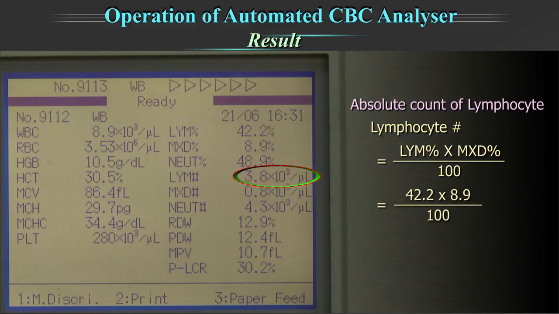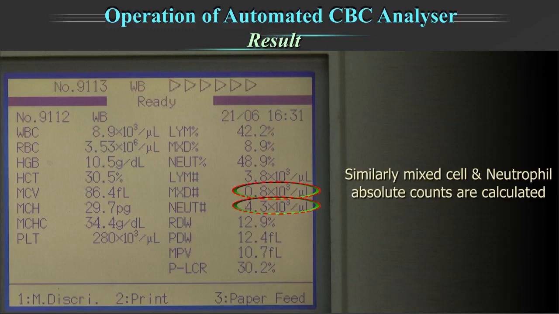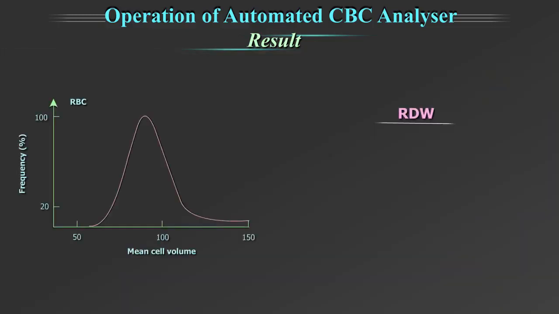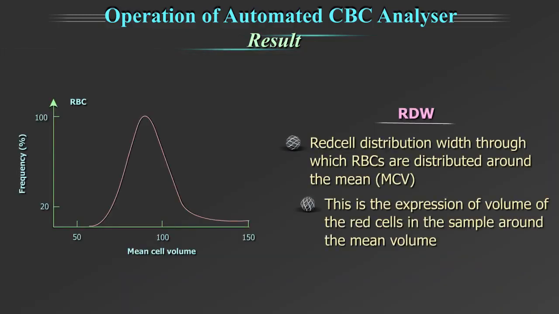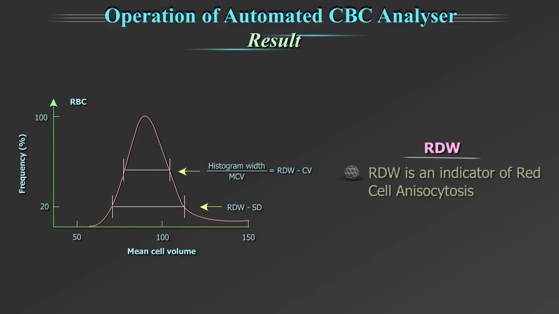That is 42.2 × 8.9 / 100, which gives 3.8 × 10^3 per microliter or 3,800 lymphocytes per microliter. Similarly, the mixed cell and neutrophil absolute counts are also calculated. The RDW is the red cell distribution width, which can be set as CV% or as standard deviation.